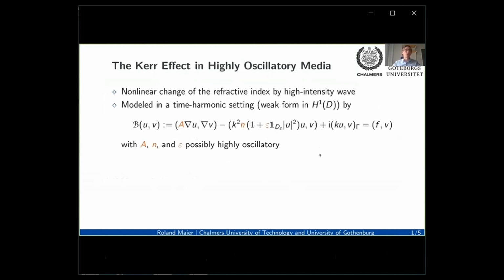In a time harmonic regime, this problem can be modeled by a nonlinear Helmholtz equation with a wave number k and certain material coefficients a, n, and epsilon, where gamma here is the boundary of the domain D. Here we specifically consider highly oscillatory media, for instance, so-called metamaterials, where the coefficients a, n, and epsilon can possibly vary on very fine scales.